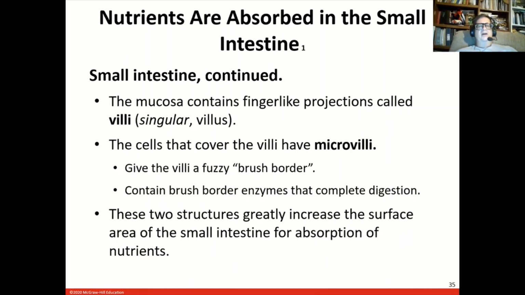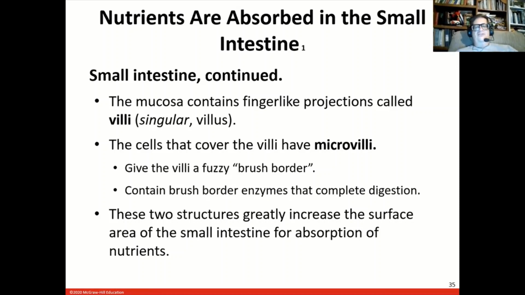Moving on. All right, the small intestine has lots of finger-like projections sticking up called villi, and the cells that cover the villi have their own little projections called microvilli. So we have circular folds covered in villi. Each one of those is covered in cells that are full of microvilli. Those microvilli form this little brush border, and there are brush border enzymes that are in the plasma membrane of the cells that line the villi, and those do huge amounts of breakdown.